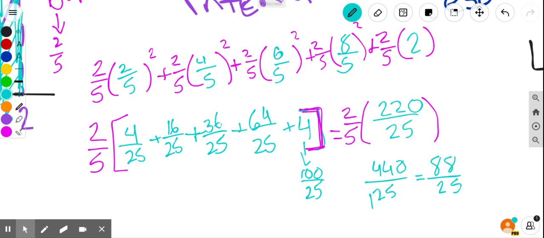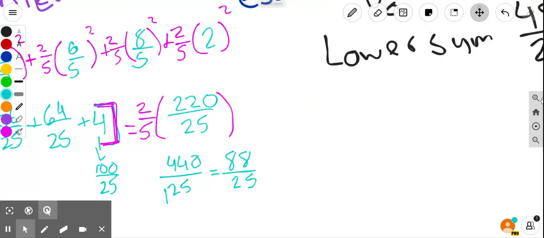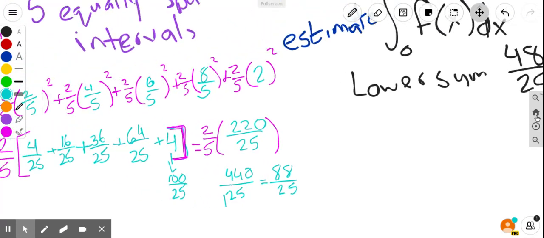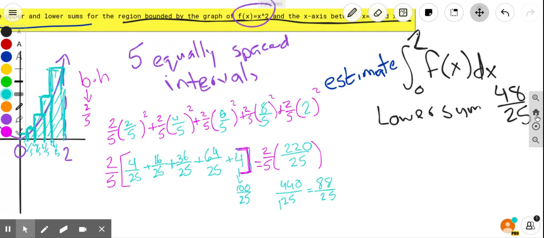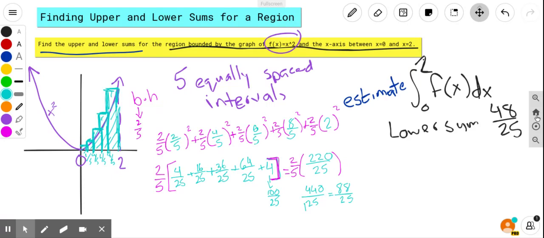All right. Hopefully someone is double checking my work because I don't have a lot of faith in myself right now. Yeah, no, it's 88. All right. So then, my lower sum was 48. My upper sum is 88 out of 25.